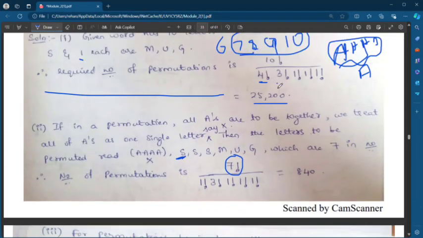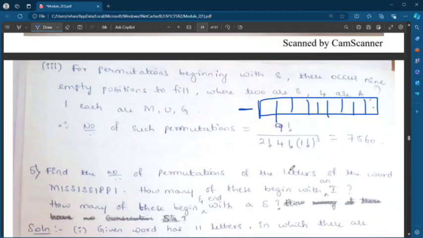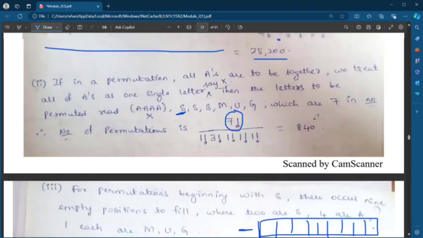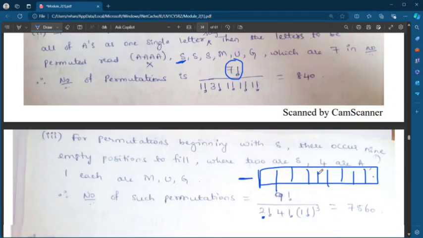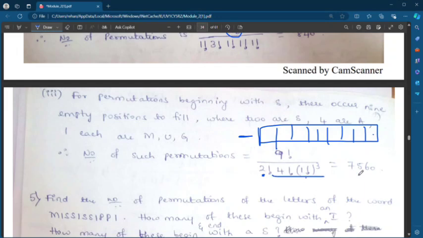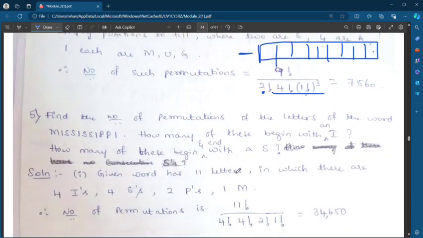And in the denominator, we used to write 3 for S, right? That 3 will become 2. Remaining everything is same. See here, remaining everything is same. Whatever you are getting, just write it as your answer, done.